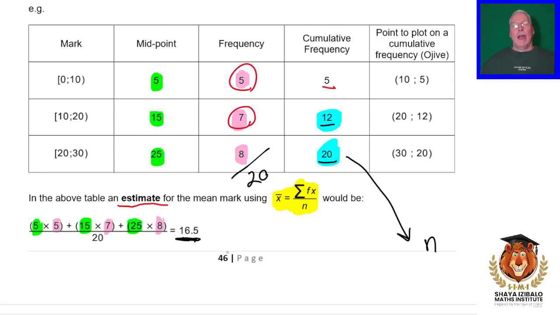And when we plot a cumulative frequency, and this is a really important idea, we plot the right-hand point of the interval with the cumulative frequency. I'm just going to try and show you here. We would plot 10 and 5, 5 being that number there. The next point would be 20 and 12. And the next one would be 30 and 20. So we don't use the midpoint when we're plotting the cumulative frequency curve, also called an ogive curve. We use the end point. We use the midpoint when we are calculating an estimate of the mean.